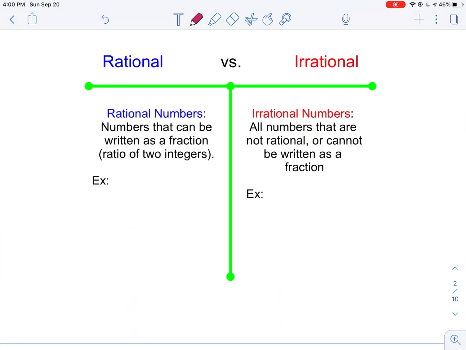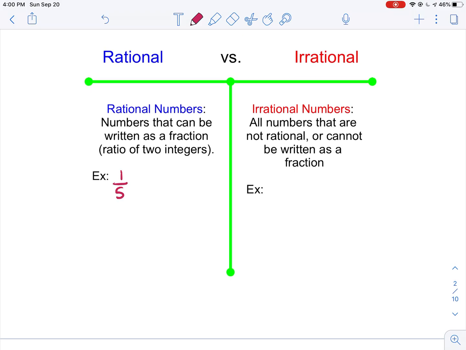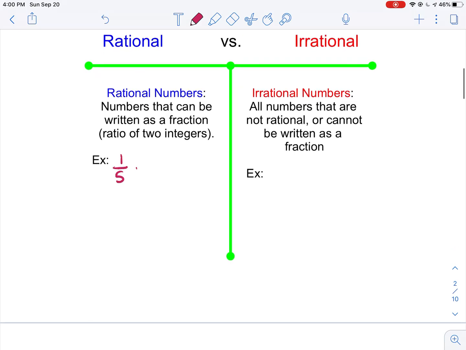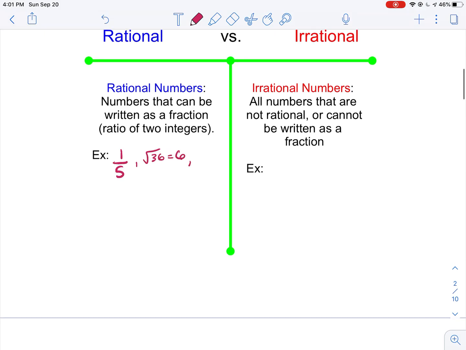Rational versus irrational. What are the vocabulary words we need to know for this? Well, rational numbers are numbers that can be written as a fraction. And by fraction, we mean a ratio of 2 integers. So what's included in these rational numbers? Well, we saw 1/5 work, terminating decimals. We saw radical 36, which was equal to 6, whole numbers work. And we also saw that 2/3 worked, right? All of those could be turned into a fraction.